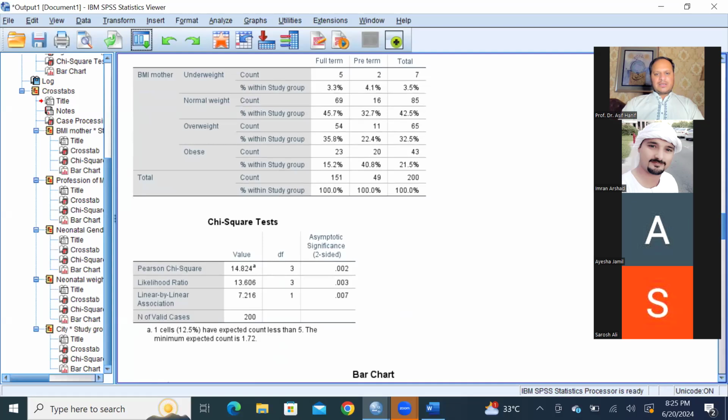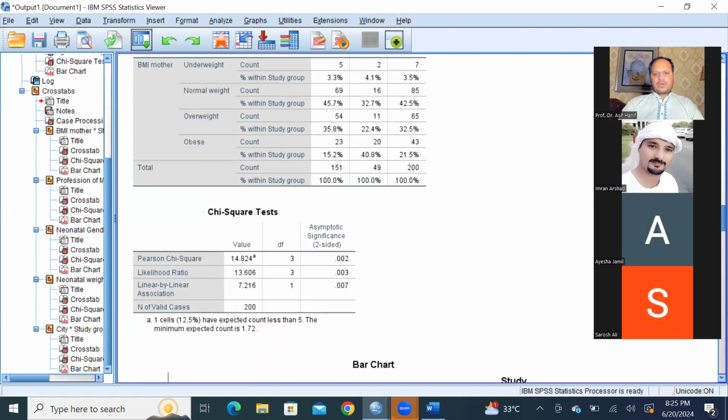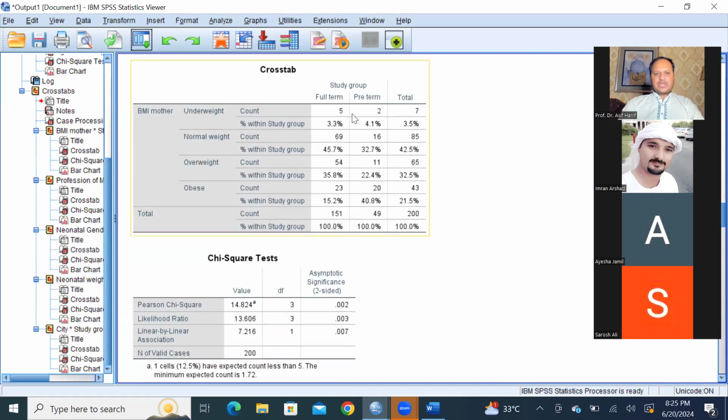See, is the p-value significant or not? It is between study groups and the body mass index of the mothers. It is underweight, normal weight, overweight, obese, and we can see if it is significant or not. This 0.025 is significant, and Fisher exact test is not calculated here.